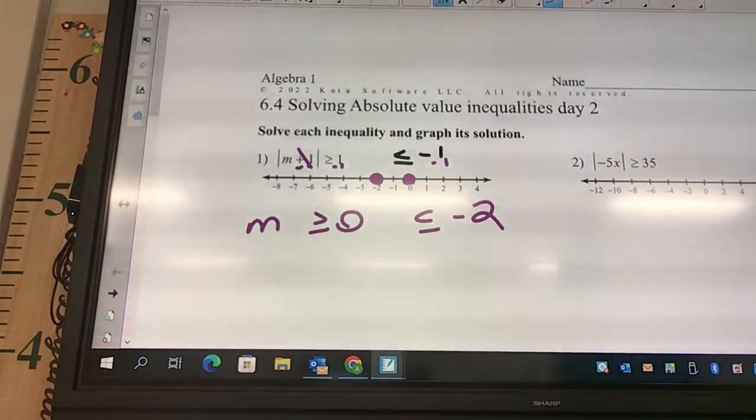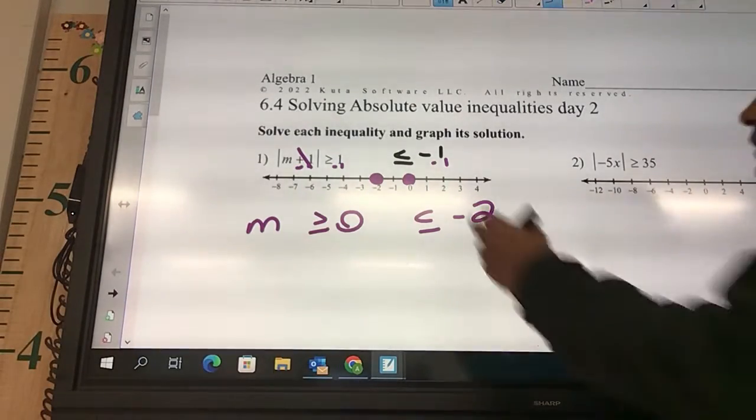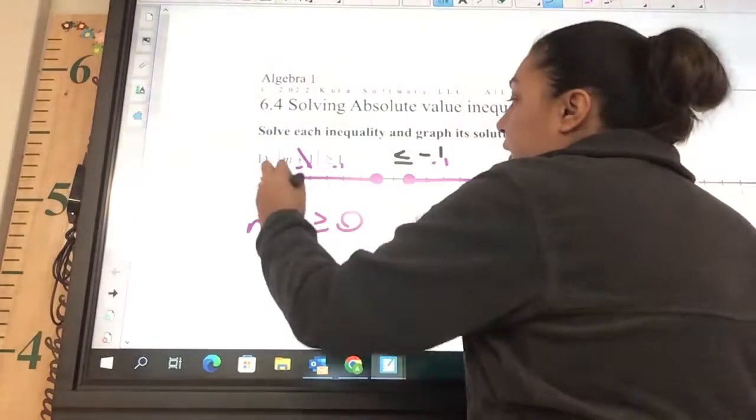Out. It says m is greater than 0, so that's going to be out. Okay, if one's out, the other one needs to be out.